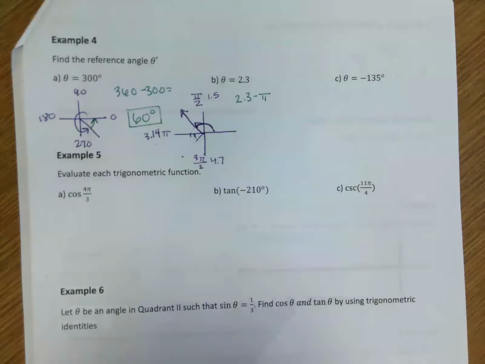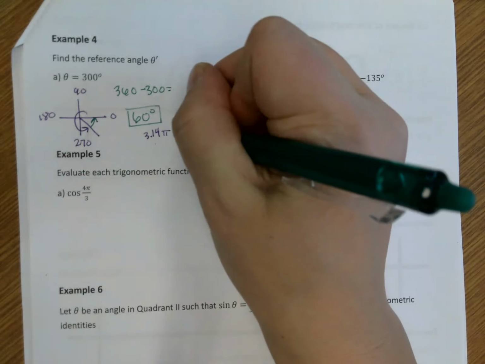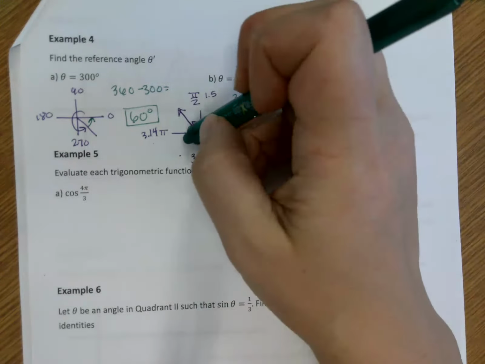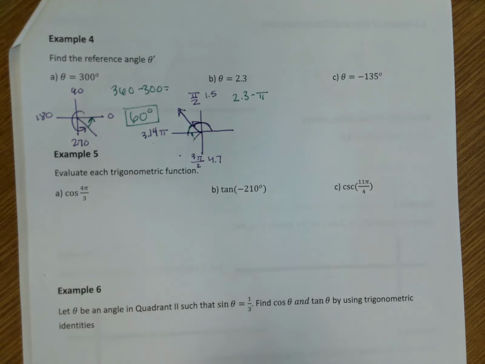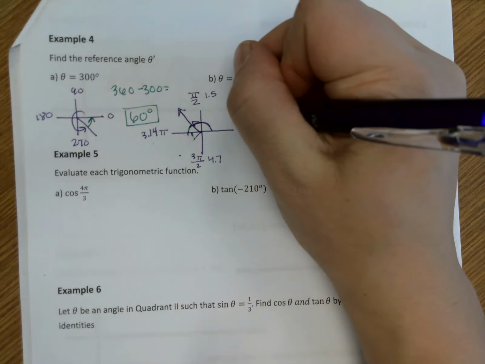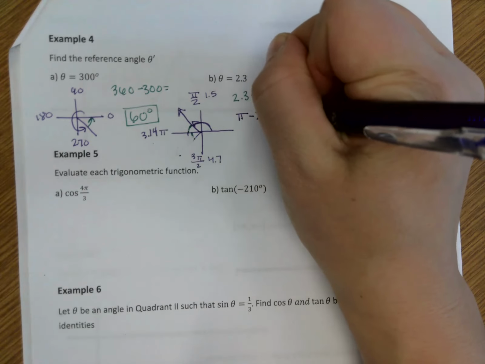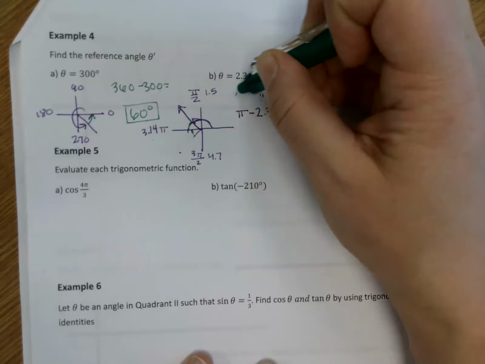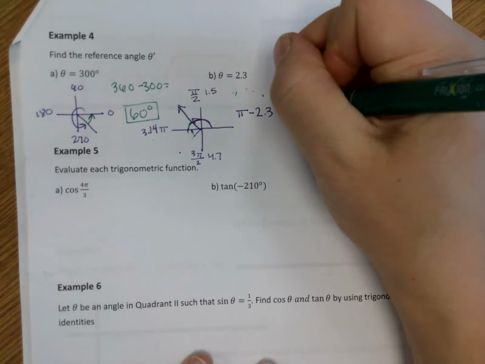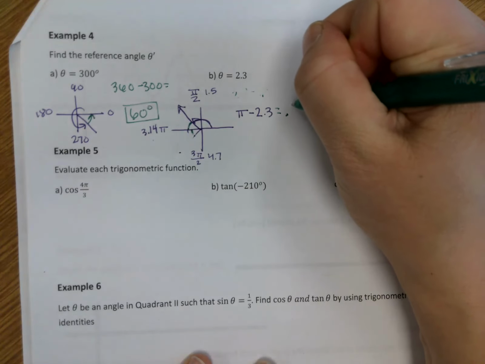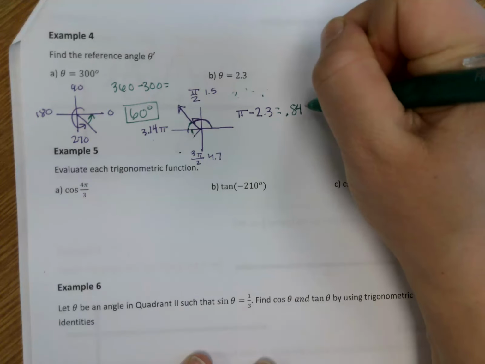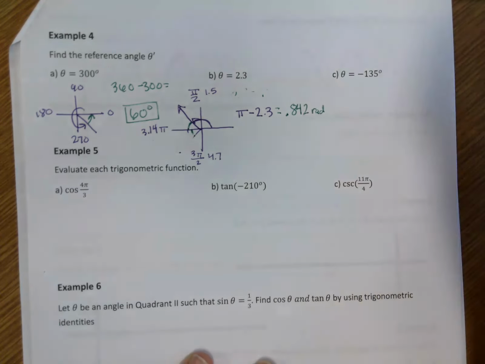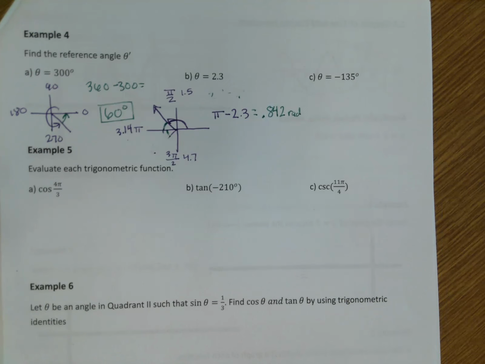So now, instead of subtracting, I want to figure out what this angle right here is, not this angle. And I would say that I would do pi subtract 2.3 to figure out my angle. And you would get that pi subtract 2.3, yes, I can erase, isn't that cool, is 0.842 radians. So that right there would be my reference angle.